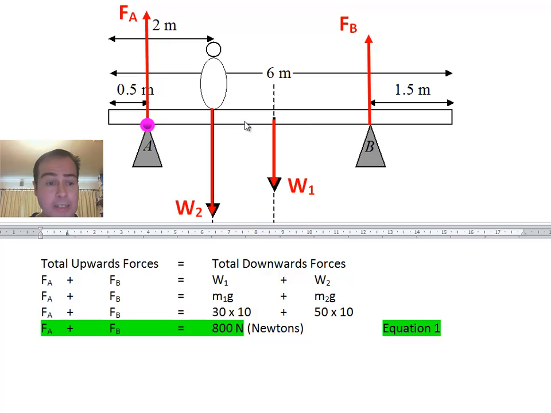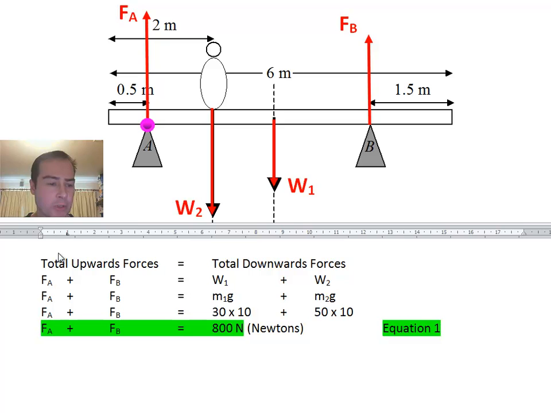A point worth noting is that if we choose our point of rotation below one of the forces that we're required to work out, Fa or Fb being the unknowns, then the equations work out more easily because those unknowns do not both appear in the second equation. More about this in a moment. So for now, we'll just remember to choose our point of rotation below or above one of the unknown forces. In this case, support A.